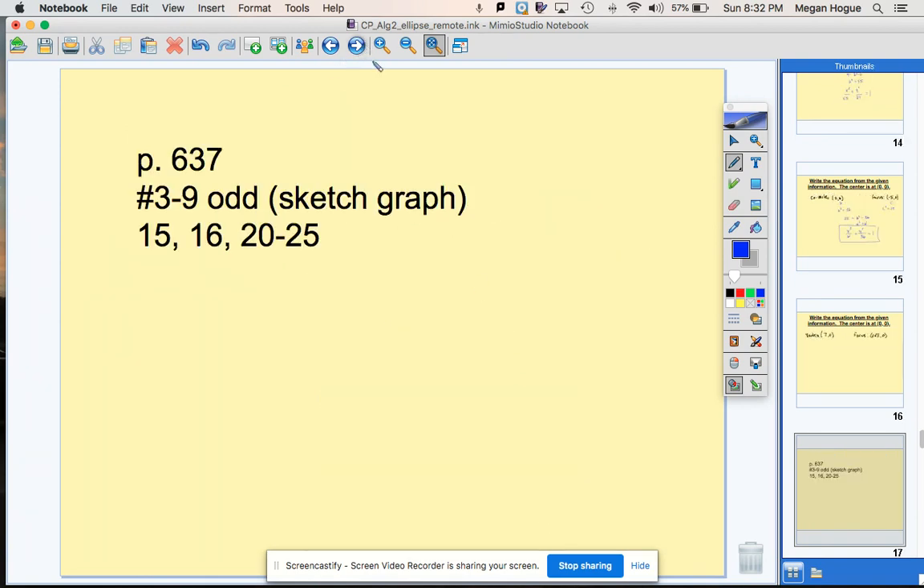Okay, I'm going to go ahead and give you the assignment. So the assignment is in, again, that packet from the beginning of March, the Chapter 9 packet from the other book. I will attach a PDF of it as well. You're going to do page 637. You're going to do 3 through 9 odd. Make sure you sketch the graph. You don't need graph paper. Make sure you include the vertices, covertices, and foci. Then you're going to go 15, 16, and 20 through 25.